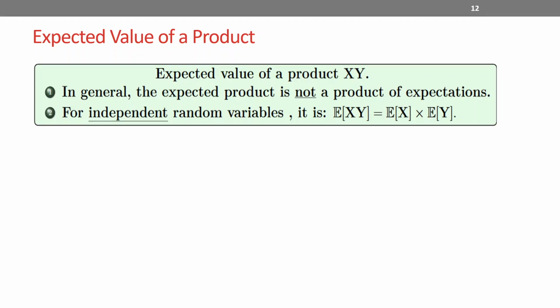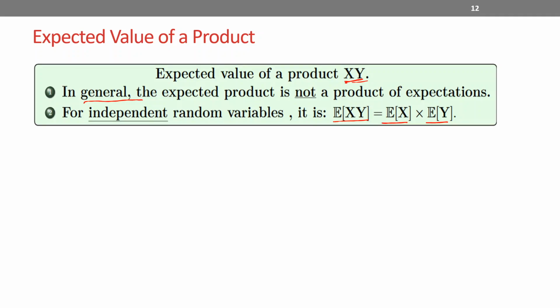In this video, we're looking at the expected value of a product, right? The expected value of a product XY, where X and Y are two random variables, is in general not a product of expectations. So in general, for all random variables, this does not hold. But if we know that X and Y are independent of one another, then the expectation of XY is equal to the expectation of X times the expectation of Y.